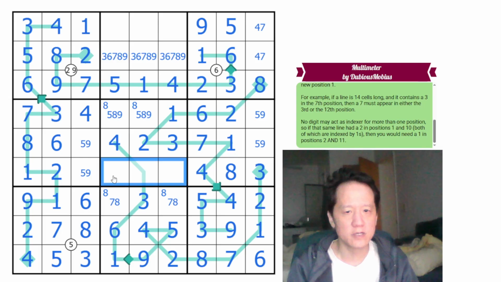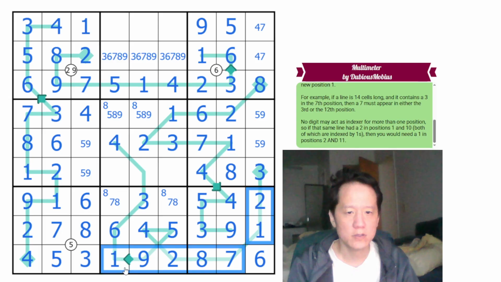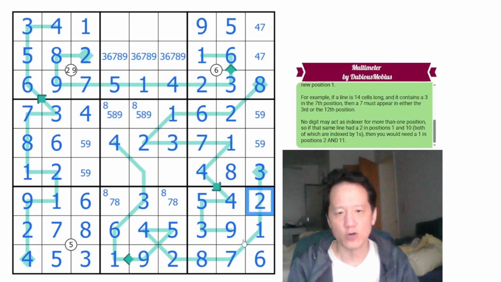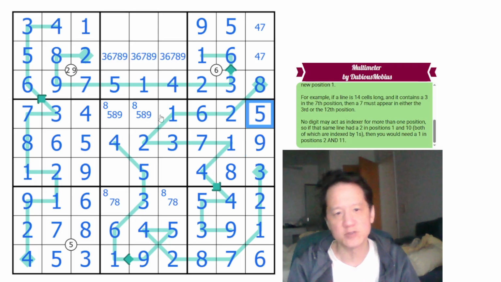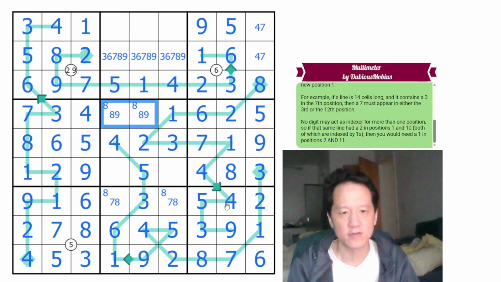Remaining digits here, well, we already have 1 through 9 once each. So 1, 2, 3, 4, 5, 6, 7, 8, and 9. Therefore, 6 through 9 cannot appear on this. We have 1, 2, 3, and 4 already duplicated on the line, so this has to be a 5. So this is a 5, which makes this a 9, which makes that a 5, which makes that 9, which makes that 5. And neither of these can be 5.